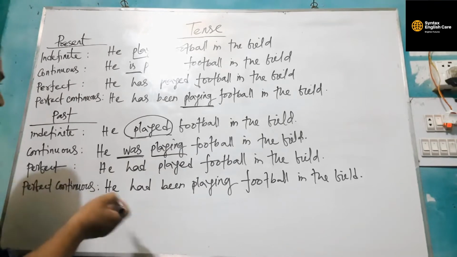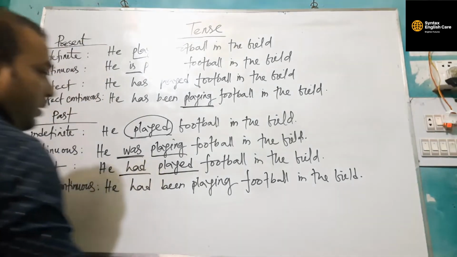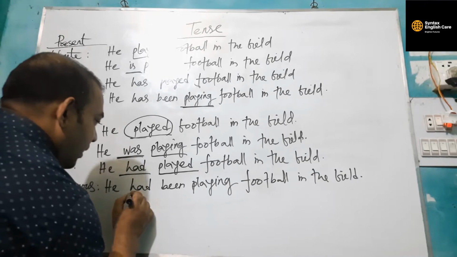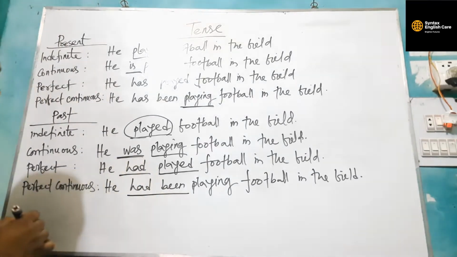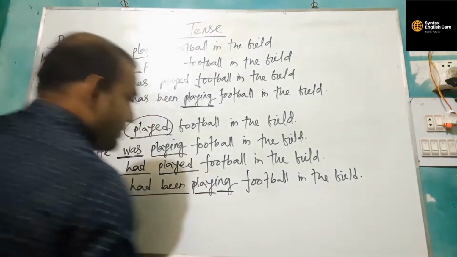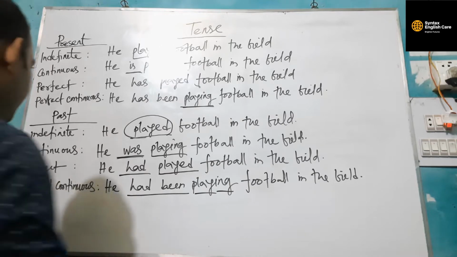And in case of perfect, here had is used as auxiliary verb, and a past participle form, played. And finally perfect continuous, in case of here, had been is used as an auxiliary verb, and ing is added with the principal verb. Okay, so now we are going to discuss the future tense.